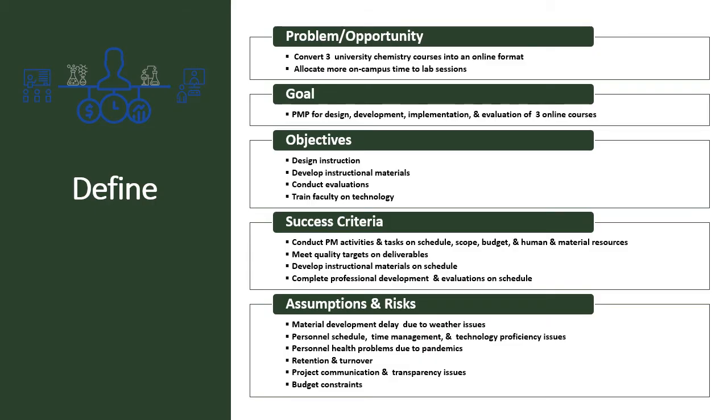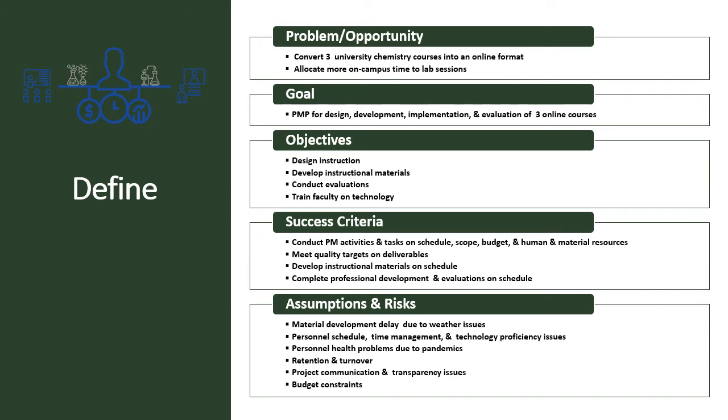The define phase of this project management plan states the problem and opportunity, identifies goals and objectives, determines success criteria, and lists assumptions and risks. Based on the case study, the chemistry department at a large university has a need to convert 3 chemistry courses into an online format, allocating more on-campus time to lab sessions, which will allow to provide additional opportunities for student interactive engagement and resolve scheduling issues due to longer lab periods.